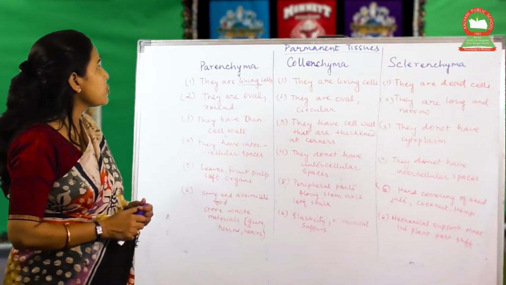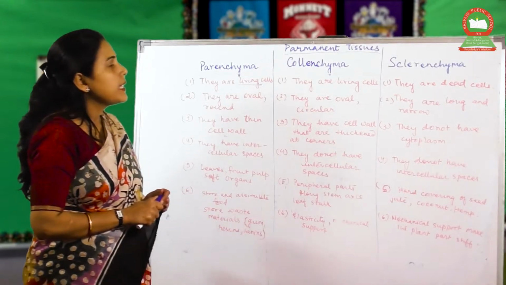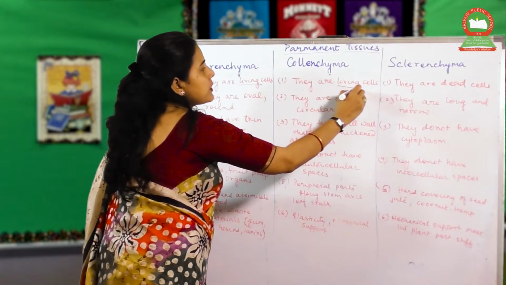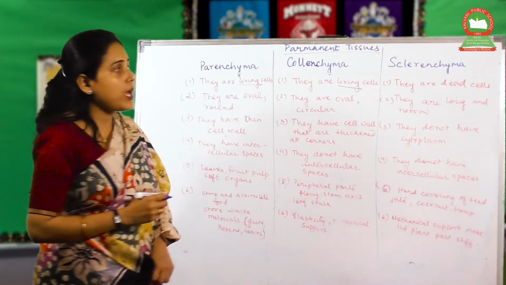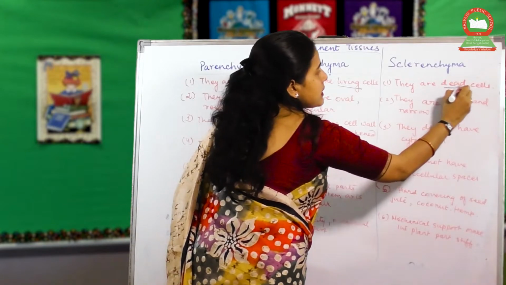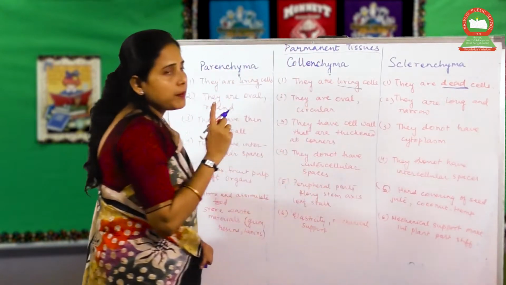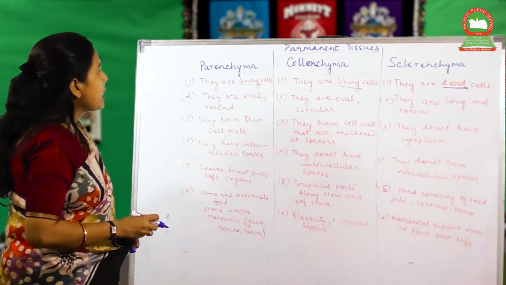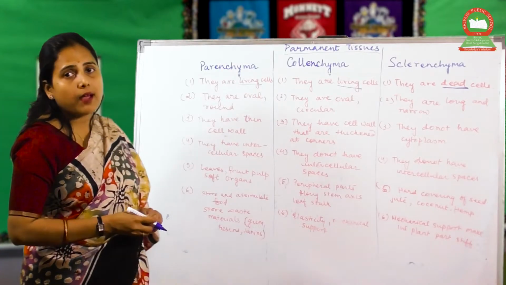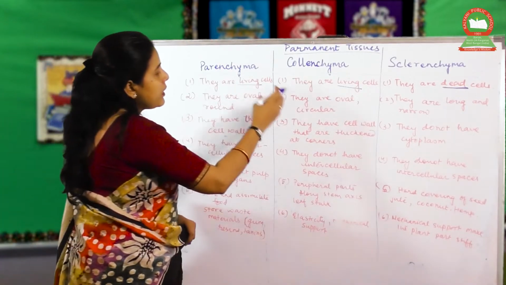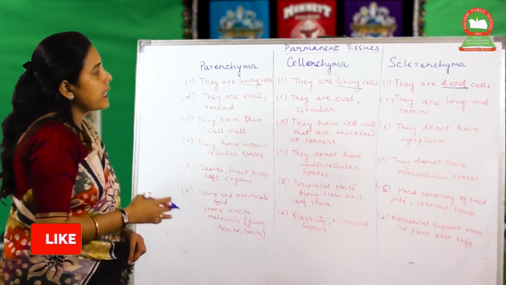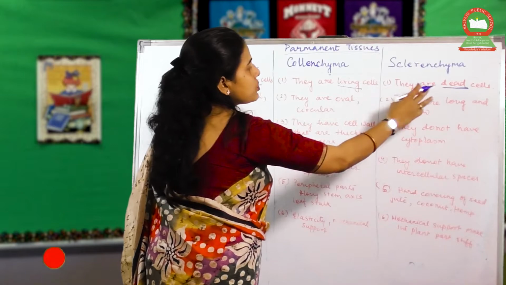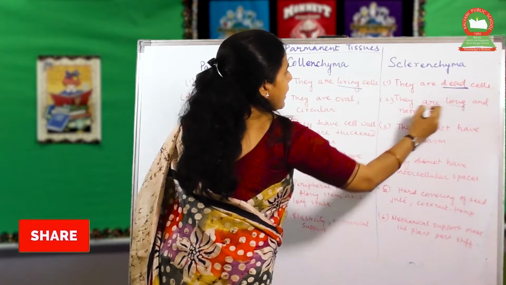The parenchyma tissues are living cells. They are made up of living cells. Collenchyma tissues are also made up of living cells, but sclerenchyma tissues are made up of dead cells. Students, you have to remember this is the major difference between the three types of tissues. The next one is parenchyma tissues are generally round and oval in shape. Collenchyma also we would find as round, circular, whereas the sclerenchyma tissues are generally long and narrow.